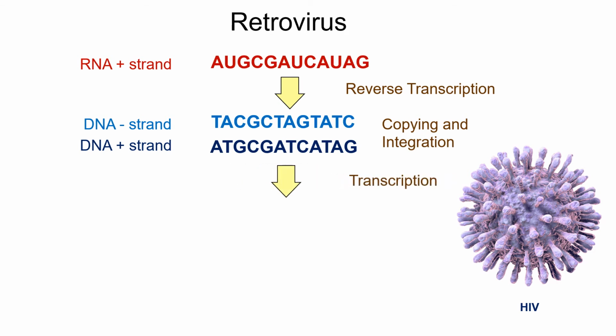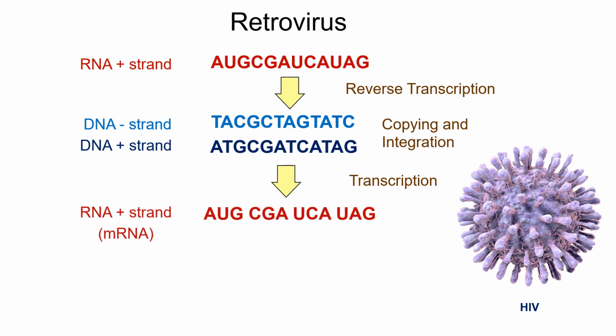Now, once that DNA is incorporated into your DNA, for the rest of your life potentially, you will be transcribing that provirus sequence into messenger RNA. And here's our messenger RNA. And then those copies of messenger RNA will be used to make the viral proteins.